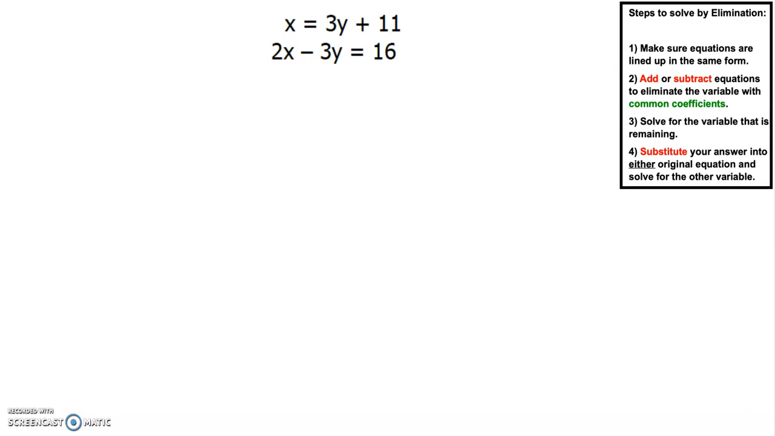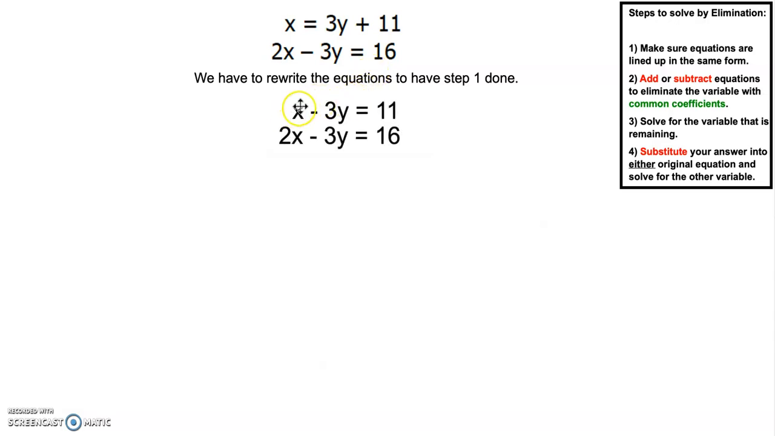Okay, here. For this example, notice we do have the x's stacked on top of one another, the y's stacked on top of one another, and the constants stacked on top of one another, but they have to be in the same format. So notice where the equal signs are. They're not in the same position. So we're going to have to rearrange these equations in order to have step 1 done. So it's not enough just to have them lined up. They have to be in the same form.